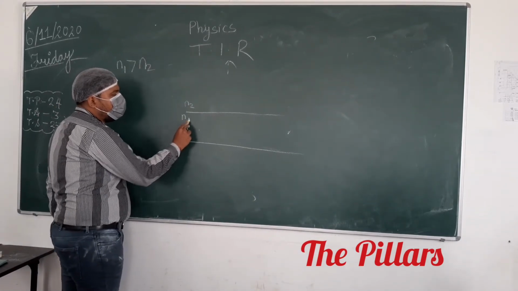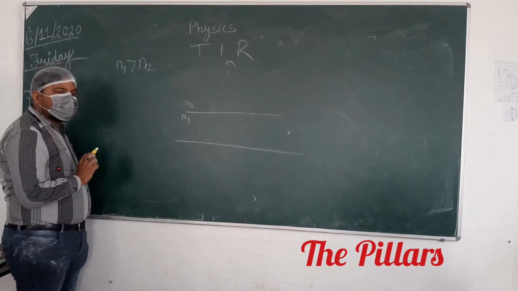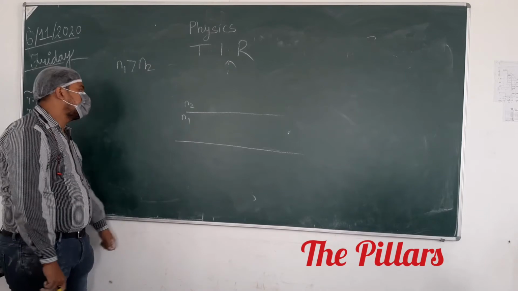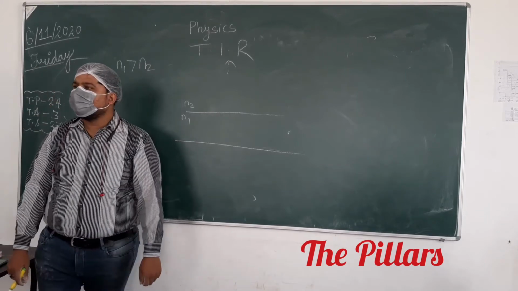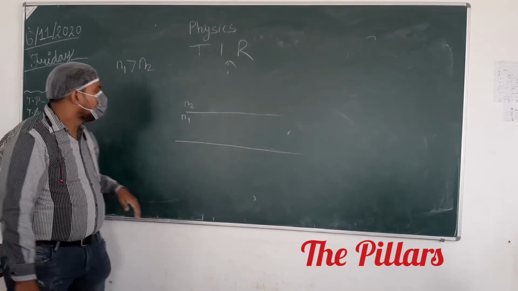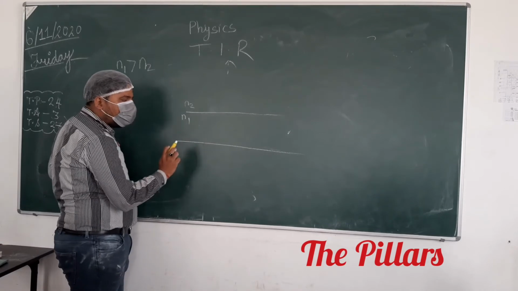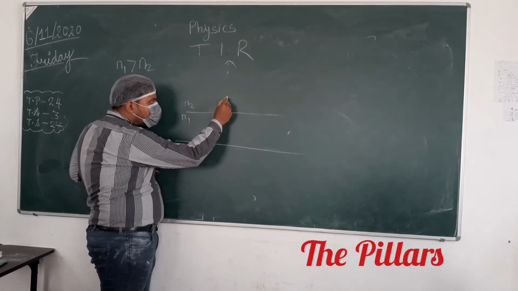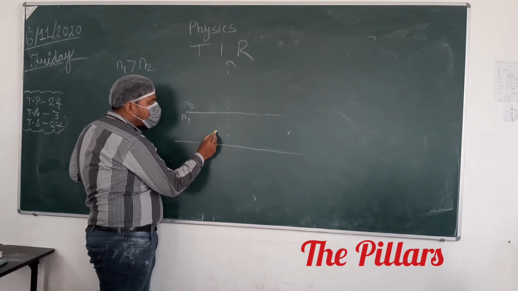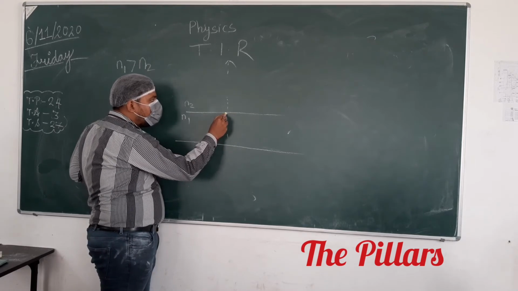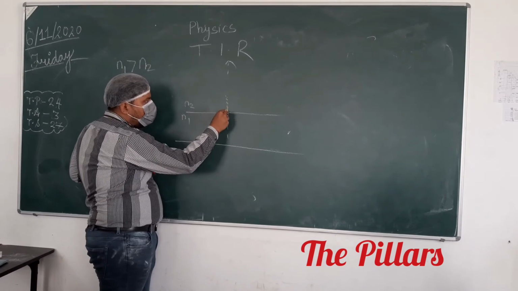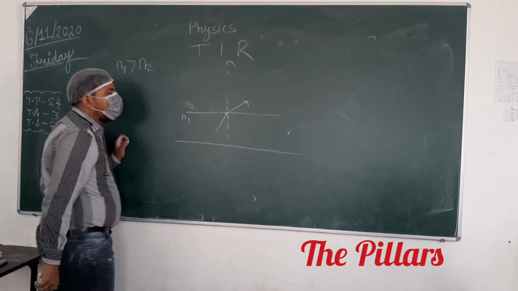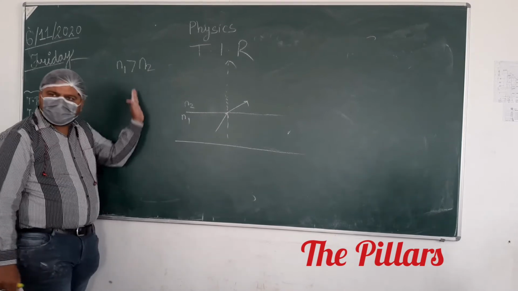This is N1. N1 is greater than N2, which means this medium will be denser. So suppose this is the normal, and suppose we have this angle. It will bend away from the normal. Yes or no? Earlier it is going straight.